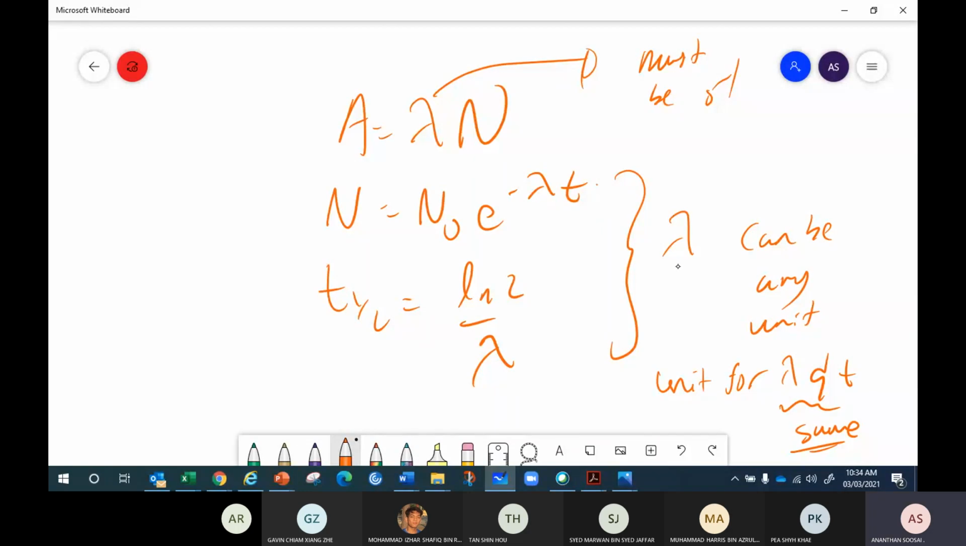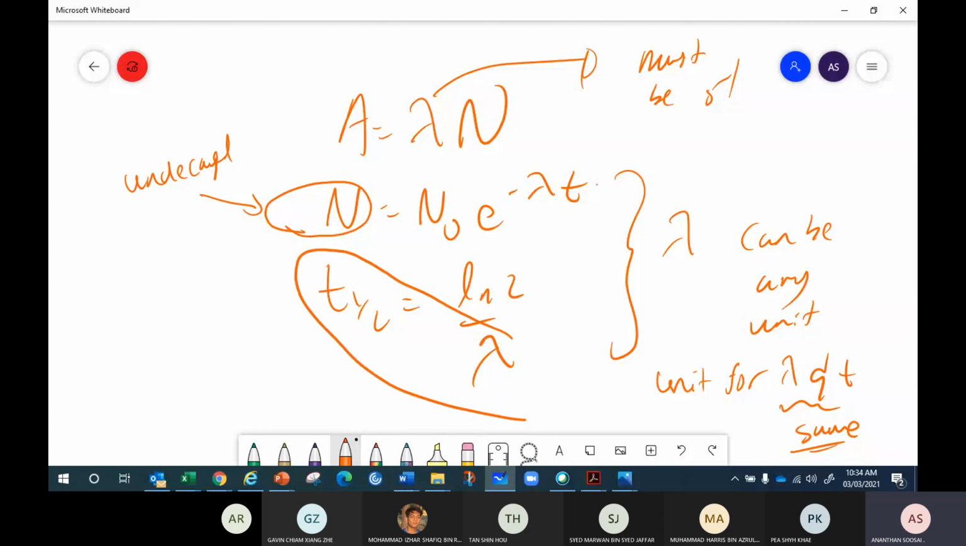Another trap: this N here is the particles which are undecayed, the ones that still haven't decayed. Another conclusion: half-life is inversely proportional to the decay constant. The greater the decay constant, the smaller the half-life, and the element is less stable. The unit for activity is what? Becquerel, the SI unit for activity.